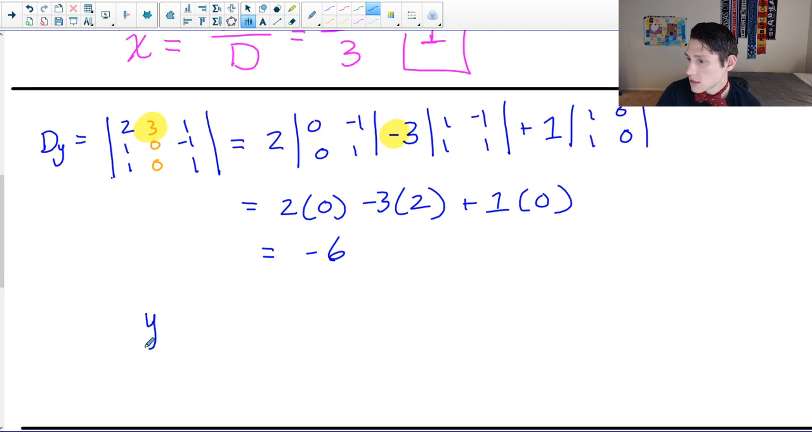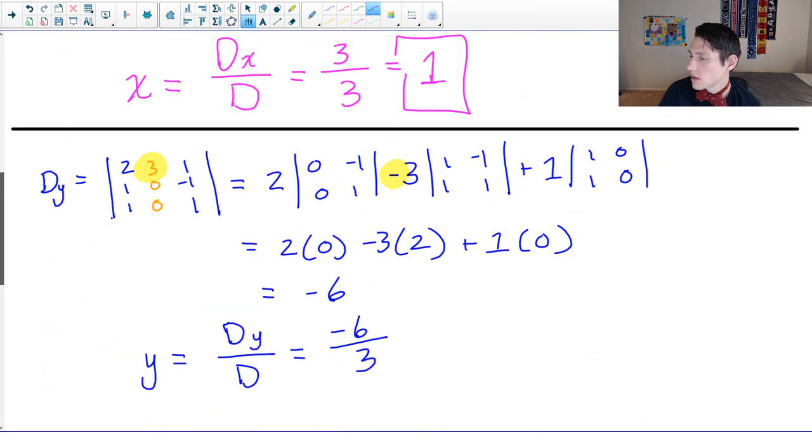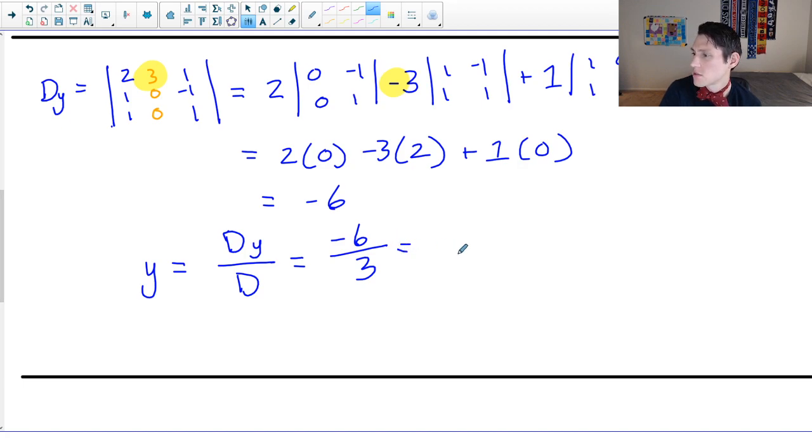Cramer's rule tells us that the y value is the same thing as dy divided by D. We just figured out that dy is negative 6. Capital D is 3, right? That's from all the way up here. That's still the same value for the denominator. So negative 6 over 3. So y is negative 2.